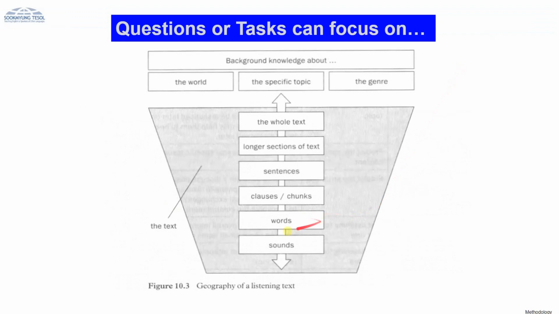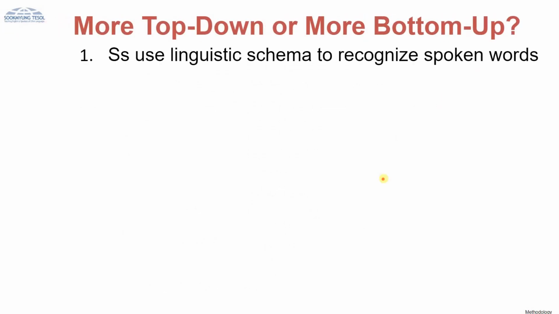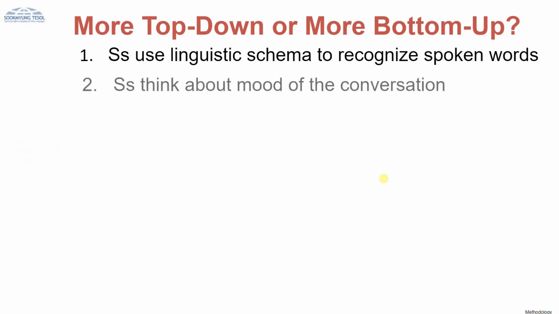Let's look back. Oh, there's words. Okay, so words are not going to be top-down. If you're recognizing words, that's a bottom-up issue. Okay. Number 2, students think about the mood of the conversation.